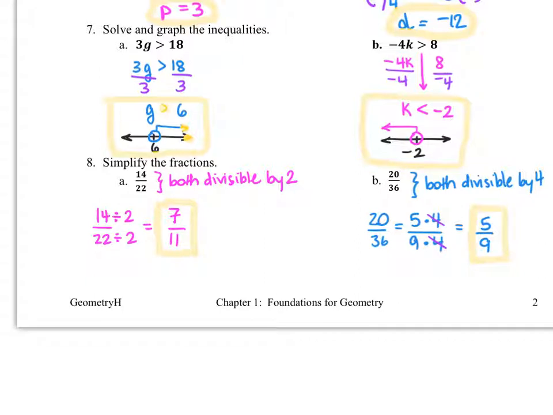All right, for numbers 8B and A, what we want to do is find the greatest common factor between the numerator and denominator and divide that number out to get the most simplified version of the fraction. And you can see the answers to 8A and B here. If you have questions, again, bring them to class. Now let's move on to page 3.